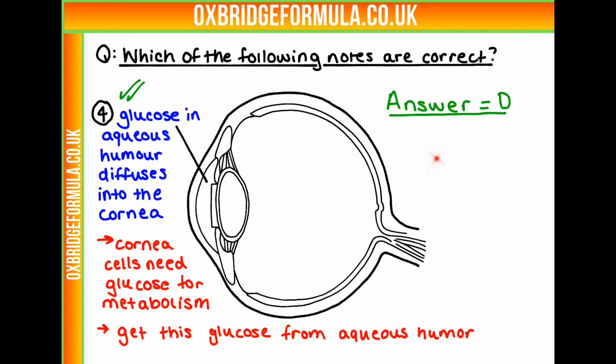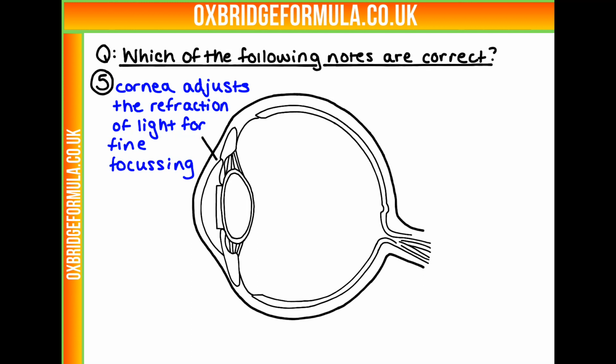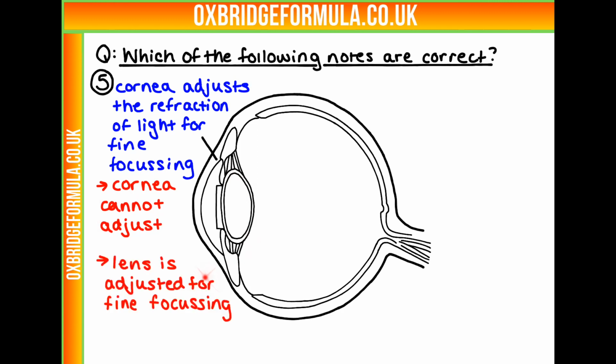But let's check out our last note to see why that one's incorrect. So finally, the cornea adjusts the refraction of light for fine focusing. Now, is this true? The cornea is this big bit on the outside. Is it for adjusting for fine focusing? Well, the cornea cannot really adjust itself. It's just how it is. It does refract light though, but that's just general refracting. And the lens is the thing that adjusts for focusing. This one can be pulled and stretched to adjust it and fine-tune it to focus it correctly, not the cornea. So this is not correct.